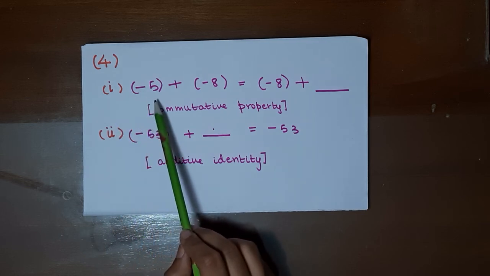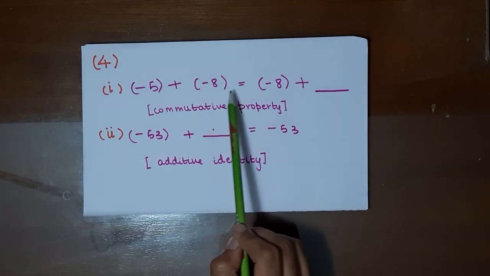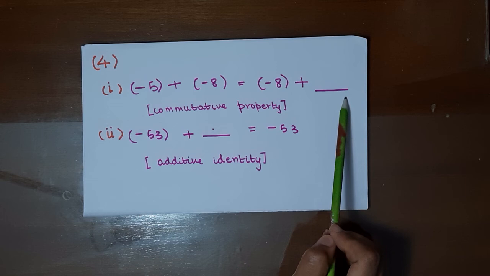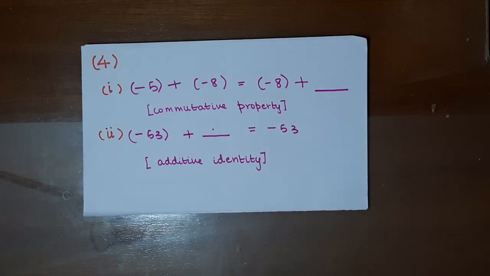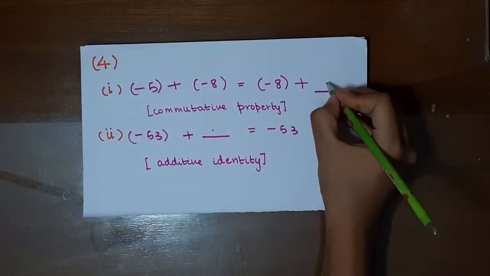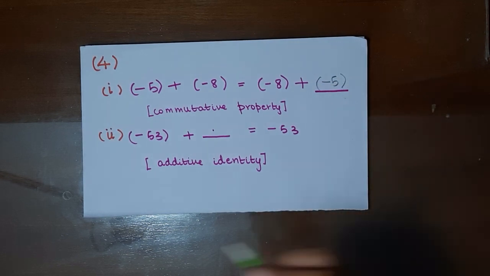First one, in that they've asked minus 5 plus minus 8 equal to minus 8 plus dash. Here we can see commutative property. Let us recall a plus b equal to b plus a. So minus 5 is the answer.